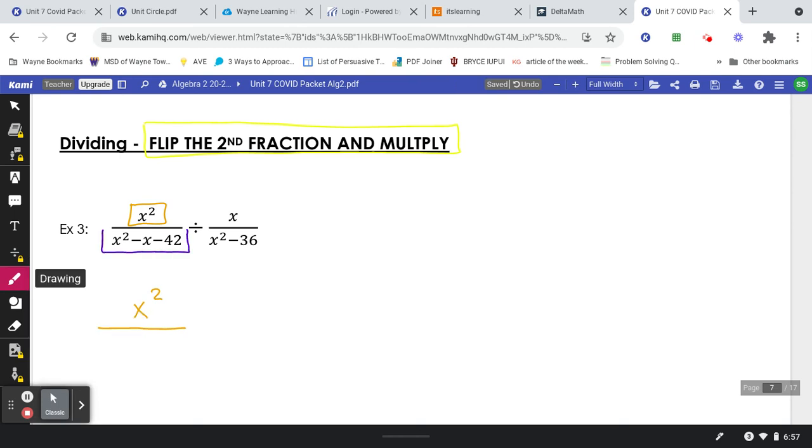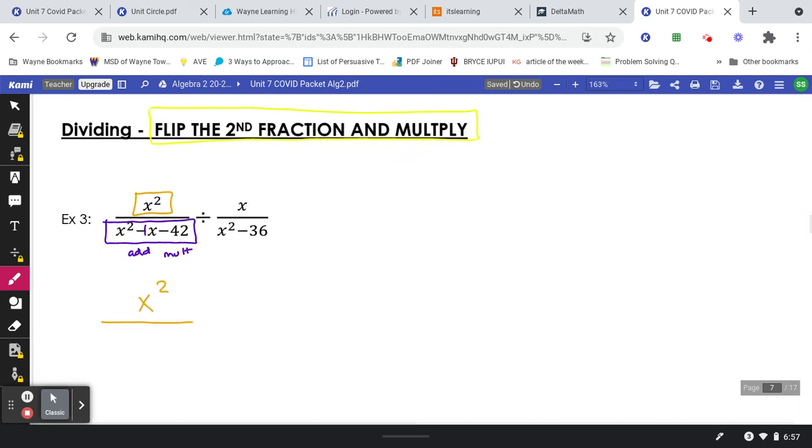This next part right here is a trinomial, so I'll put a little 1 there. I need numbers that multiply to negative 42 and add to negative 1. That should be a 6 and a 7. The 7 will have to be a negative, 6 is positive. You can always double check those in your calculator.